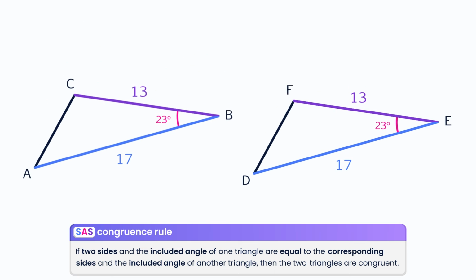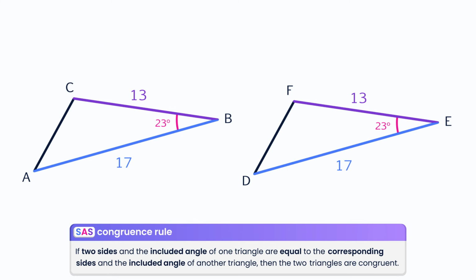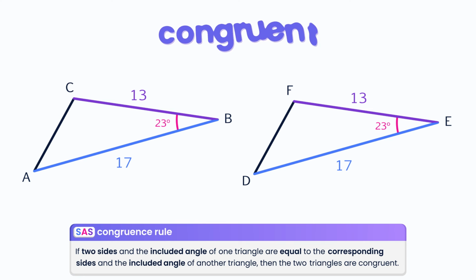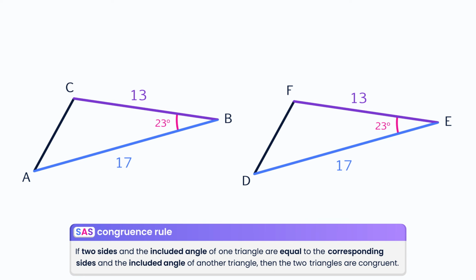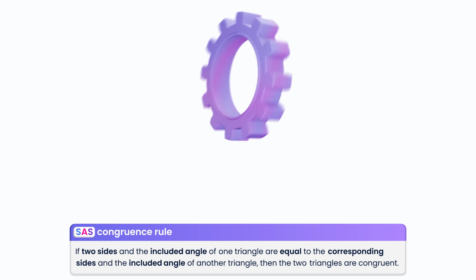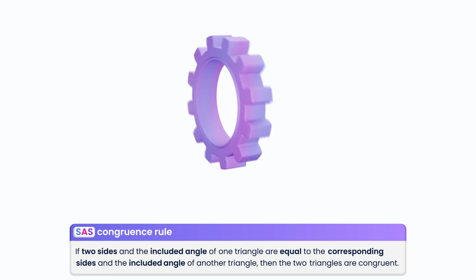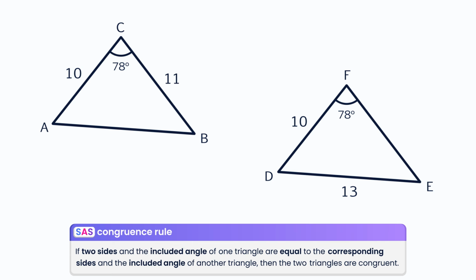So, despite knowing nothing about the length of the third side or the remaining two angles, the SAS congruency rule helps you conclude the two triangles are congruent in this case. Let's look at a final example. These triangles also look congruent. Let's see if you can use the SAS congruency rule to confirm this.